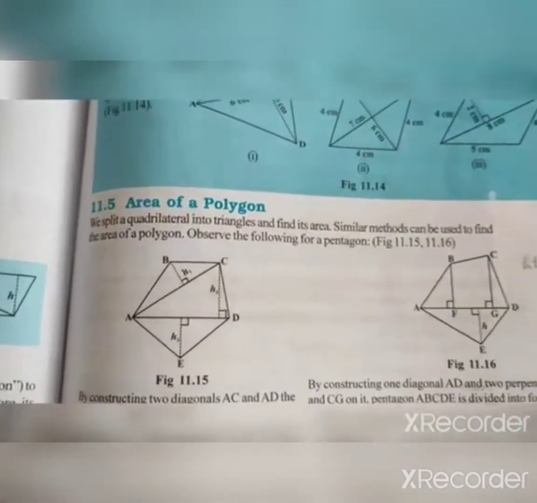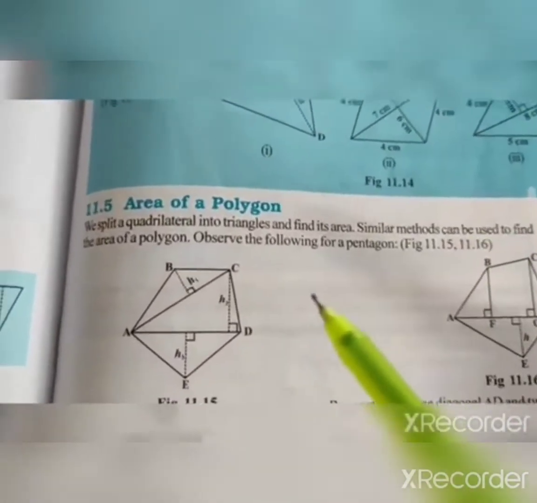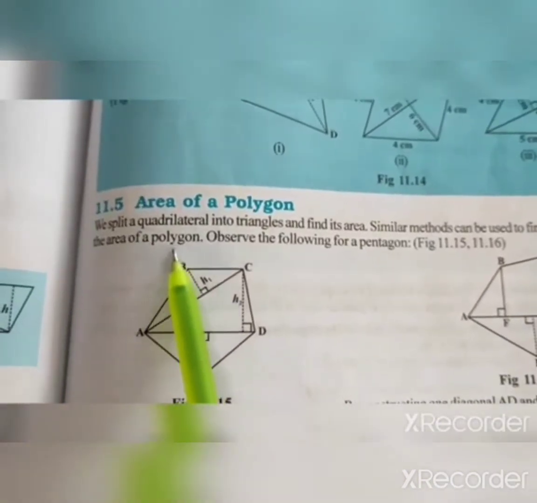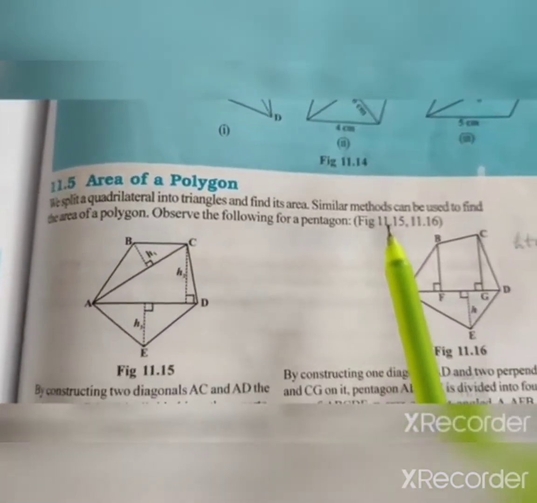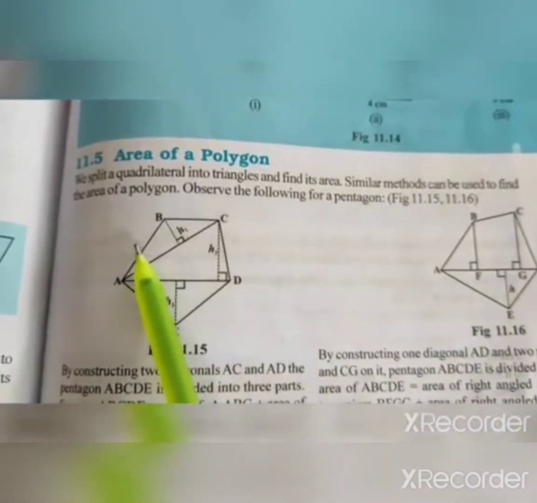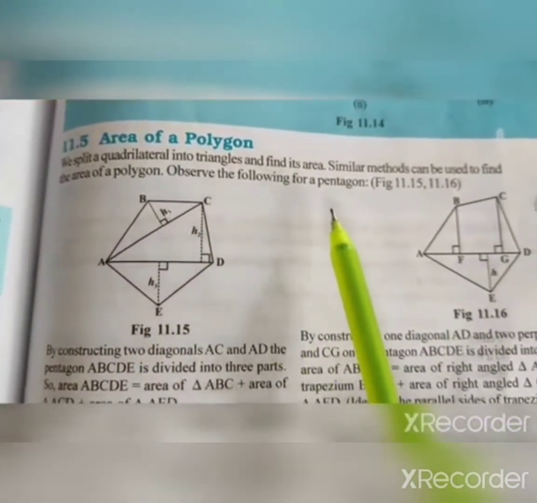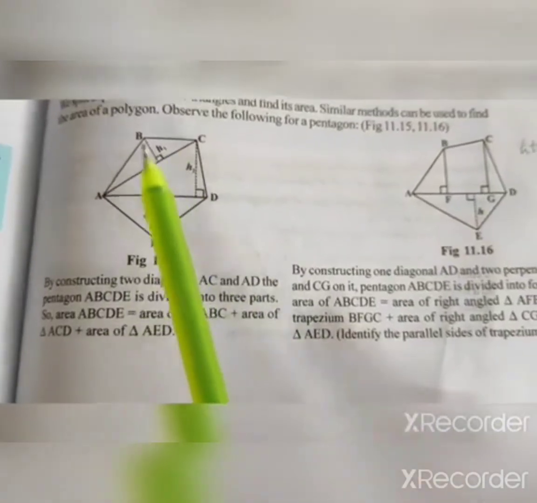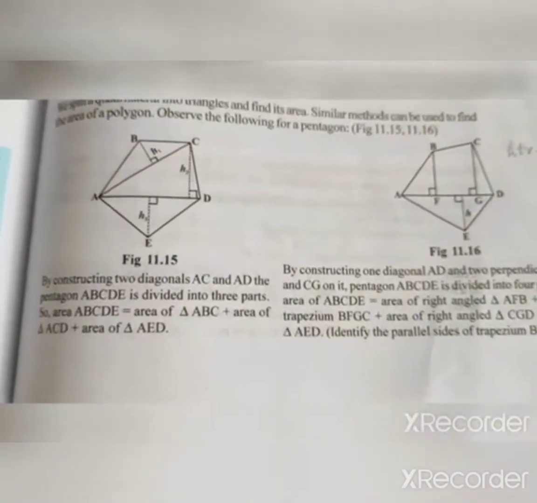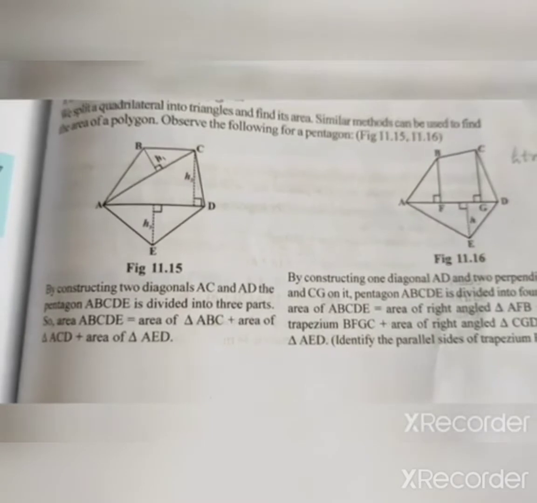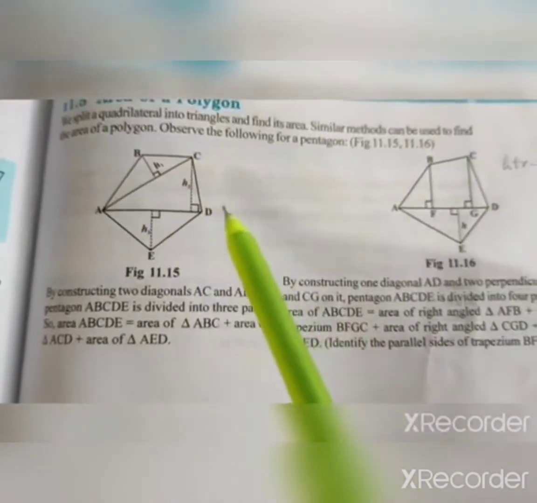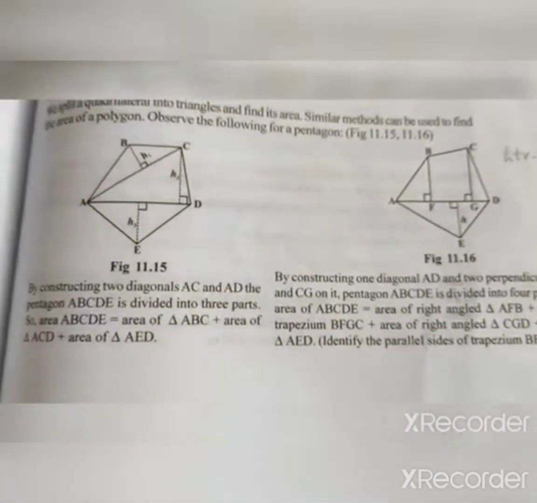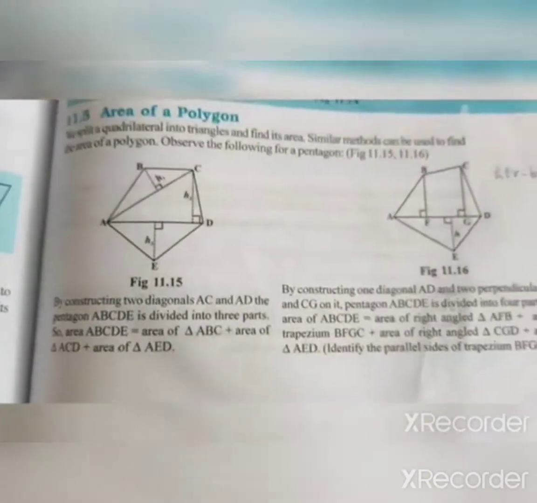Area of polygon. Polygon means a closed figure. We split a quadrilateral into triangles and find its area. Similar methods can be used to find the area of a polygon. Observe the following for a pentagon. You can see a polygon. It's not a regular polygon, which means in that particular shape all the sides should be equal, but it is a polygon. A pentagon is there but not a regular pentagon. Okay.